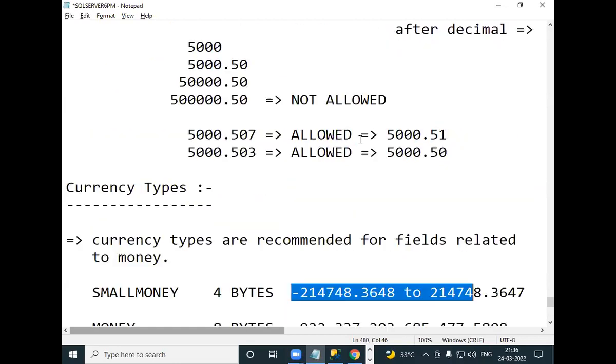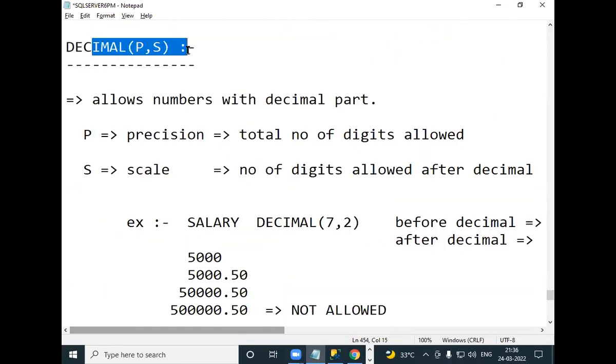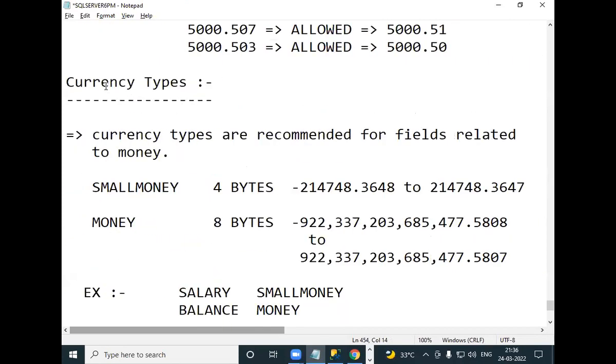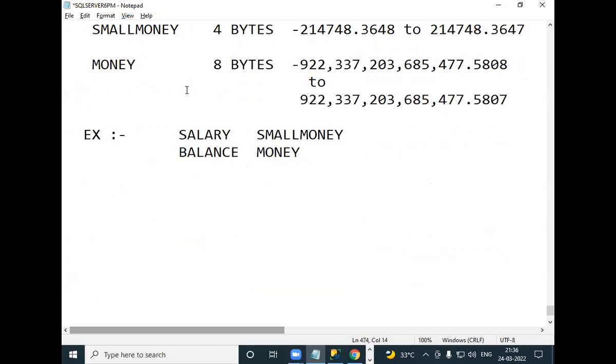If it is not money related, then what data type do we use? Decimal(p, s). Yes, understood. So student average is not money related. When it is not money related, use decimal. If it is money related, it is better to use currency types. Then what is the next one?